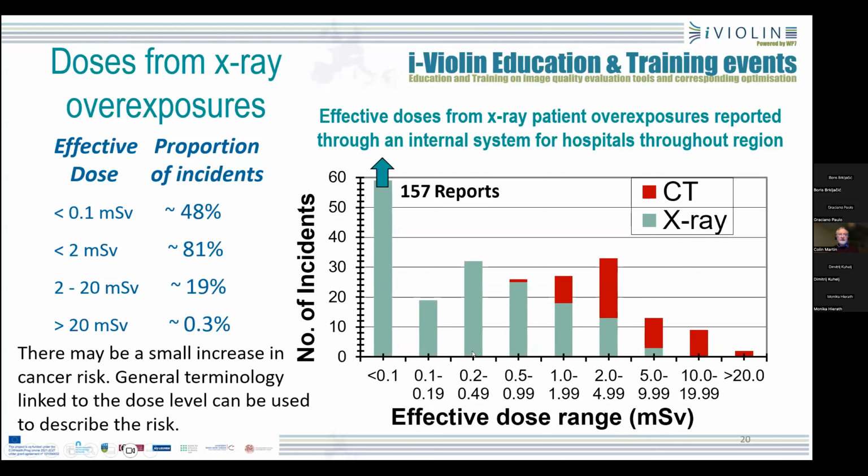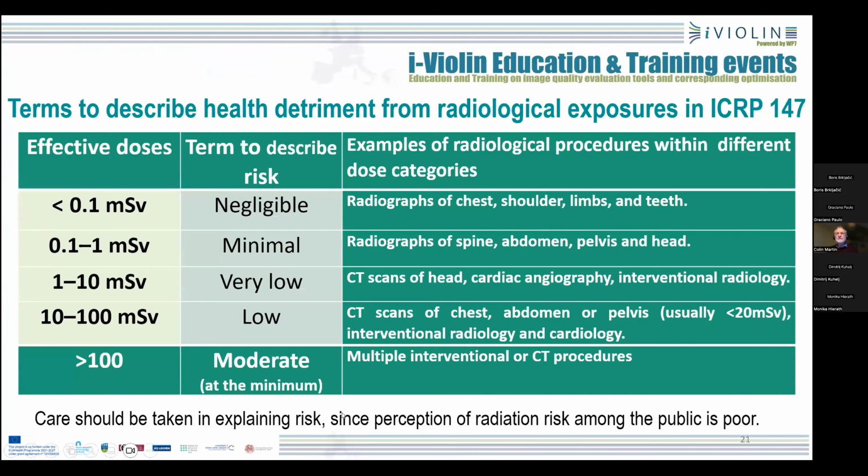So what's the effect of these? Well, there may be a small increase in cancer risk, but for most of them, it will be relatively small. But if you start telling patients a numerical value, it often sounds more scary than it actually is. So we, ICRP, recommend using general terminology linked to the dose level to describe that risk. And these are the terms that we've put in ICRP 147.